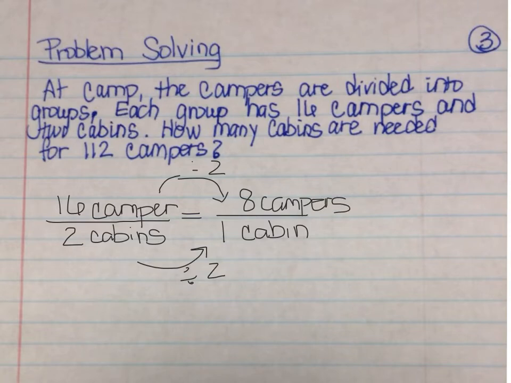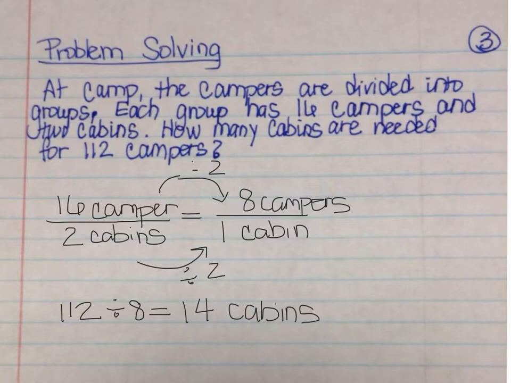We have to take another step. How many cabins are needed for 112 students? So then we're going to take 112 and divide it by the number of campers, which is 8. 112 divided by 8 means we're going to need 14 cabins.